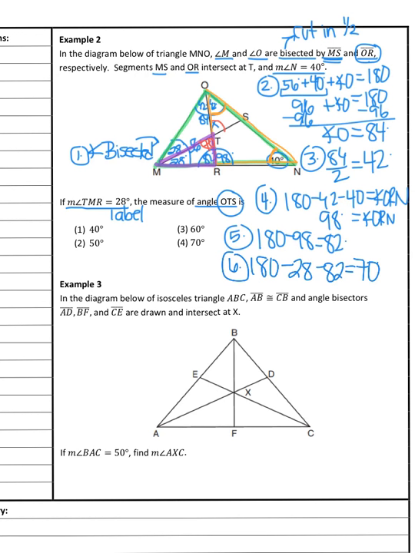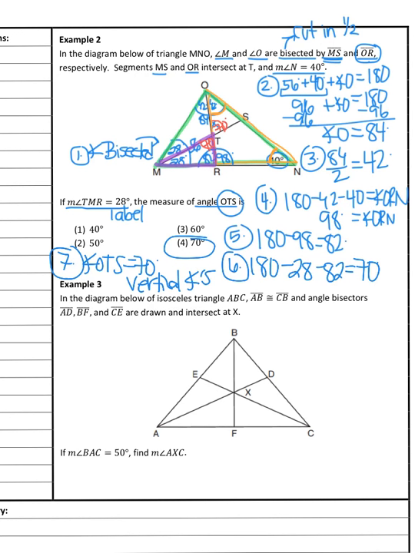And right across from it then is also going to be 70 degrees. So then our step number 7 is going to be that angle OTS is equal to 70 degrees because of those vertical angles. Okay, so our answer after all that work is number 4, 70 degrees.